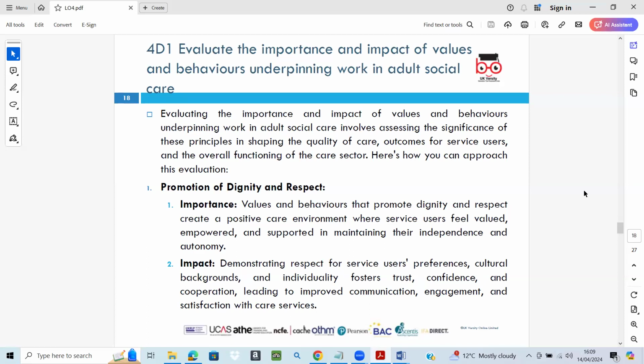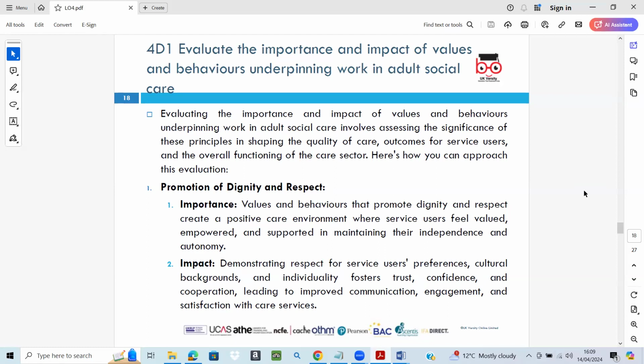So the promotion of dignity and respect is indeed fundamental because it directly influences how service users feel about themselves and their care. By valuing and respecting each individual, care professionals create a positive environment that supports the autonomy and independence of service users. This is crucial for their self-esteem and overall well-being. Now we'll explore the impact of these values.